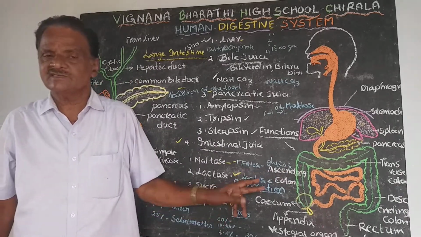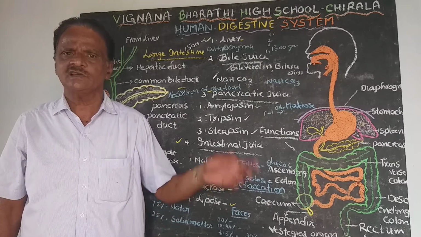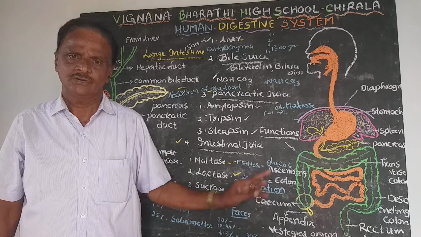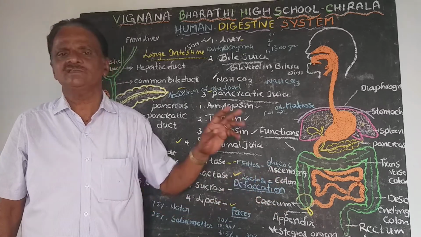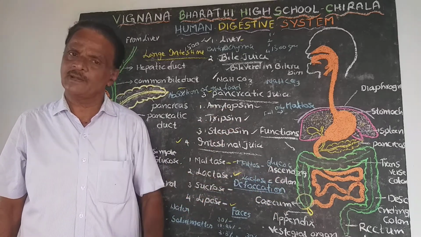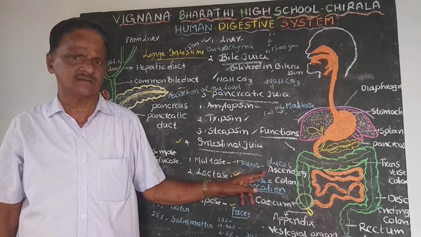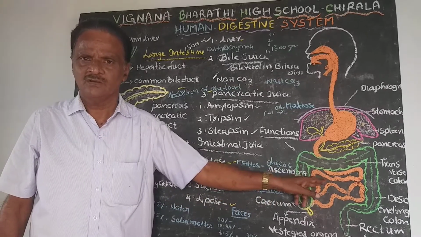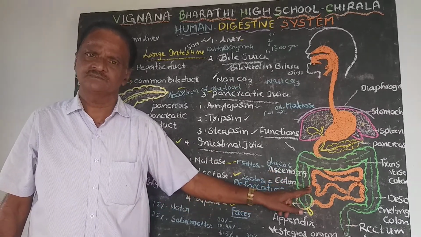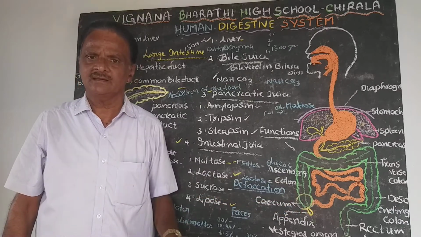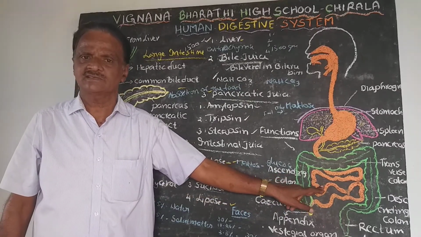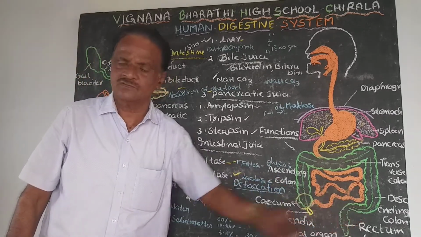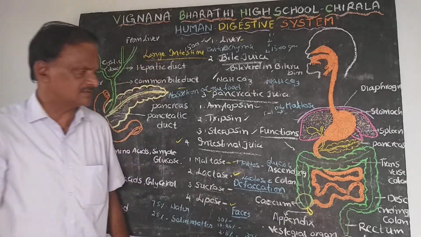So the amino acids and simple sugars absorbed through the villi reach the blood capillaries to enter the blood circulation. First they enter the liver through the hepatic portal vein. That is the very important point.